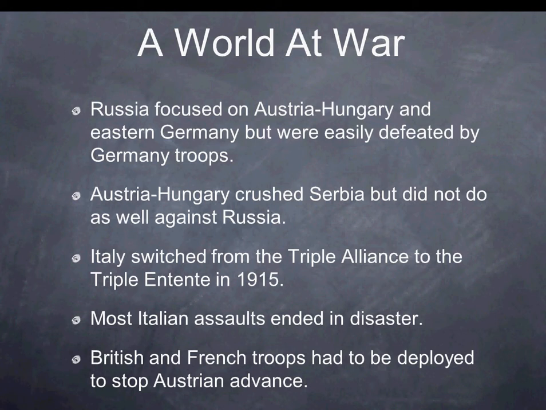Italy switched sides from the Triple Alliance to the Triple Entente. They were lured over with promises that they would receive more compensation from that side, and so they're going to switch sides. Most Italian assaults ended in disaster. They're going to go against Austria-Hungary, and it's going to be fought in the Alps. The British and the French troops had to be deployed to stop the Austrian advance, so they're going to have to come and help the Italians out.